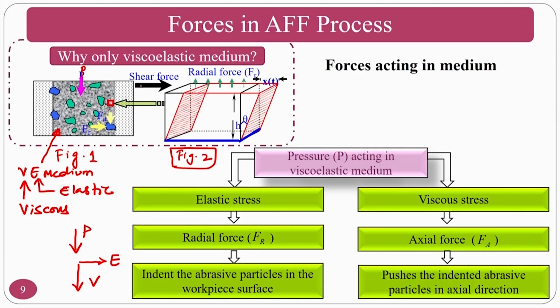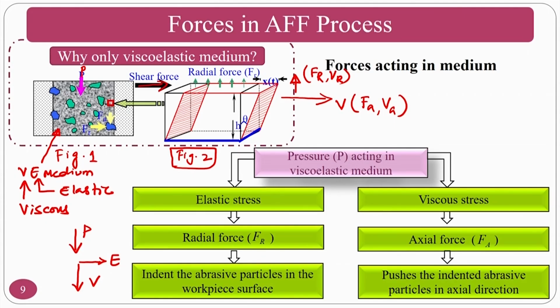If I am applying a shear force in this direction, the viscous component moves in this direction and the elastic component moves in this direction. Okay. So, the viscous component gives rise to axial force and axial velocity, and here indentation will give the radial force and radial velocity. Okay. So, what is the function of FR, VR, FA and VA?